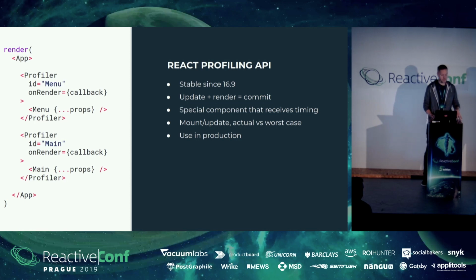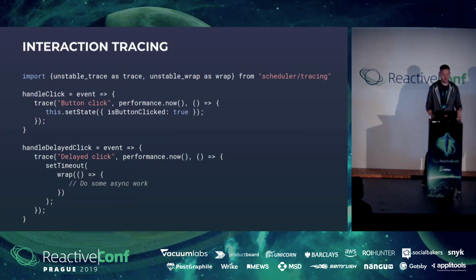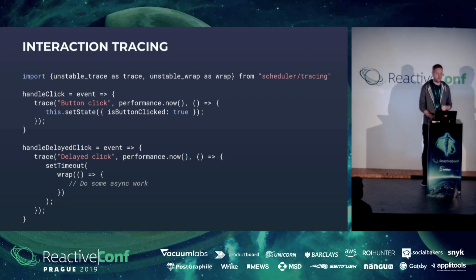Now let's see how you can define the boundaries of your interactions. Besides the Profiler API, there's another package called interaction tracing. As you can see from the imports, it's still marked as unstable. That just means its API can change. It is still okay to use, so you can go ahead. And the goal is simple.